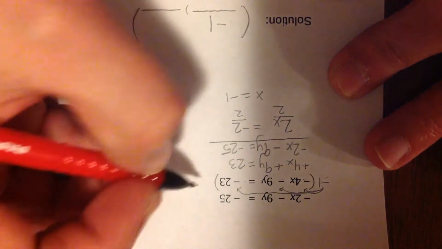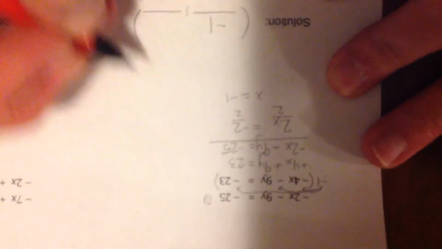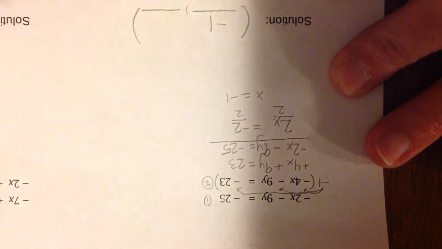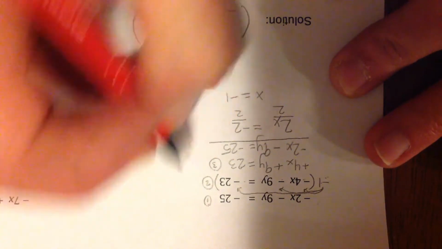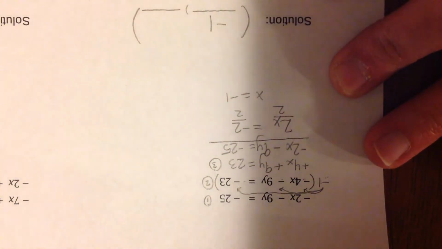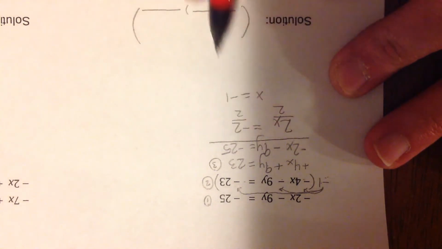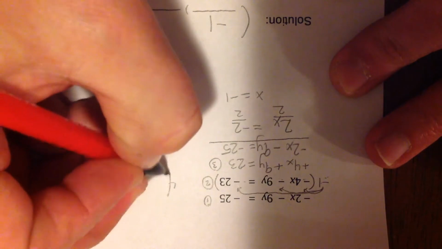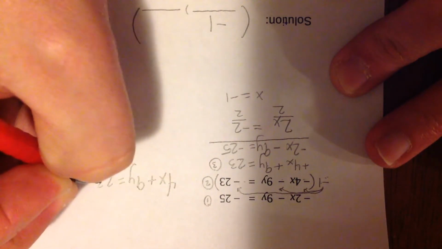Now I actually have 3 equations I can choose from. I can choose my top original equation, number 1. I can choose this equation right here, number 2, before I multiply by -1. Or I can choose the third one, after I multiply by -1. Me personally, I like the third one because it's positive, positive, positive. So I'm going to substitute -1 into this equation right here: 4x plus 9y equals 23.